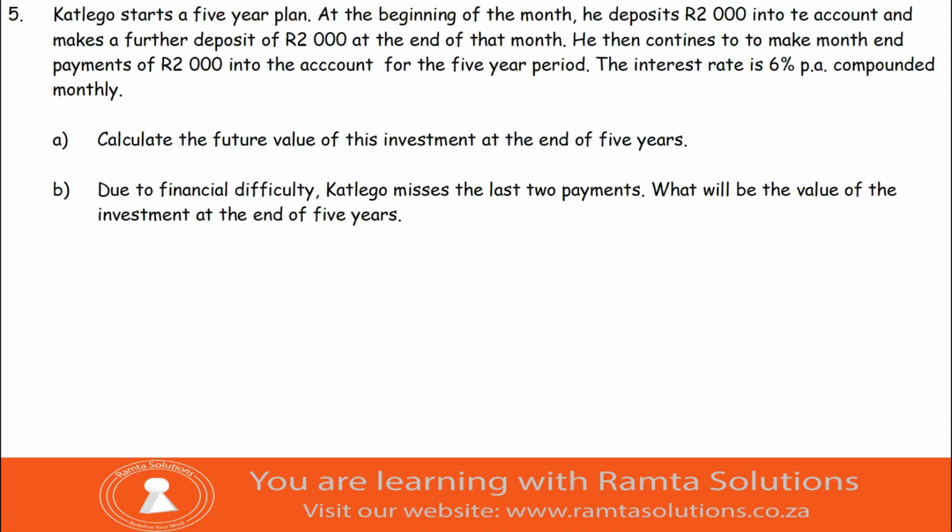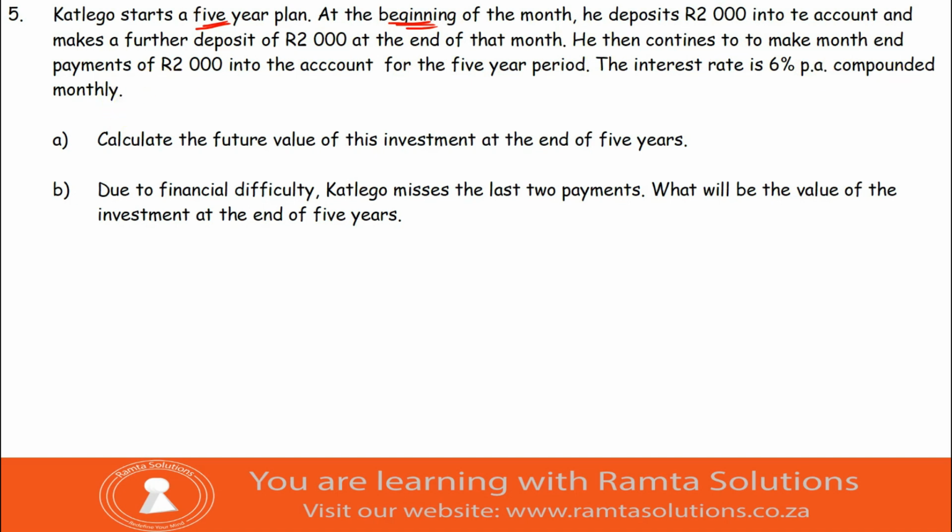Now, let's look at Katlego. Example number 5: Katlego starts a 5-year plan. At the beginning of the month, he deposits 2,000 rand into the account and makes a further deposit of 2,000 rand at the end of that month. He then continues to make month-end payments of 2,000 rand into the account for the 5-year period. The interest rate is 6% per annum, compounded monthly.